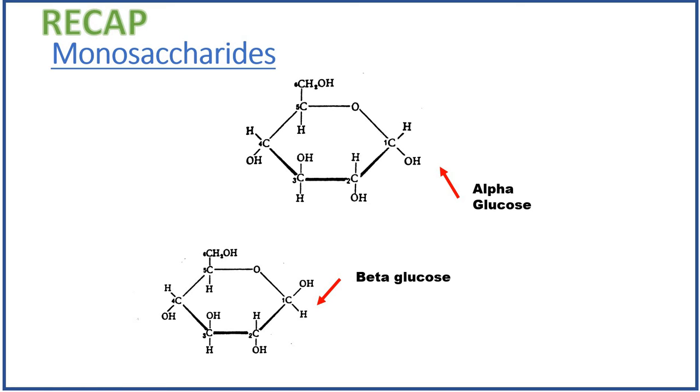As a recap, this is the structure of alpha-glucose. It is a hexose sugar, and it has 1, 2, 3, 4, 5, 6 carbons. On carbon 1, the hydrogen faces upwards and the OH faces downwards. However, on beta-glucose, the OH and the H are flipped on carbon 1.